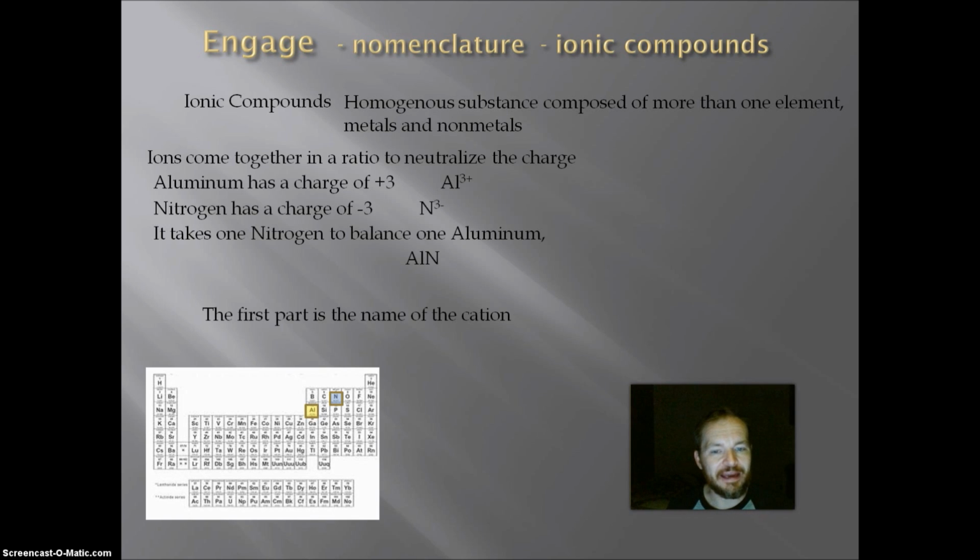First part of the name is the name of the cation, which in this case is aluminum. Second part is the root name of the anion ending in "ide." So that is nitrogen, which becomes nitride. So the compound's name would be aluminum nitride. This is basic ionic nomenclature. So this ends the module on ionic compounds.